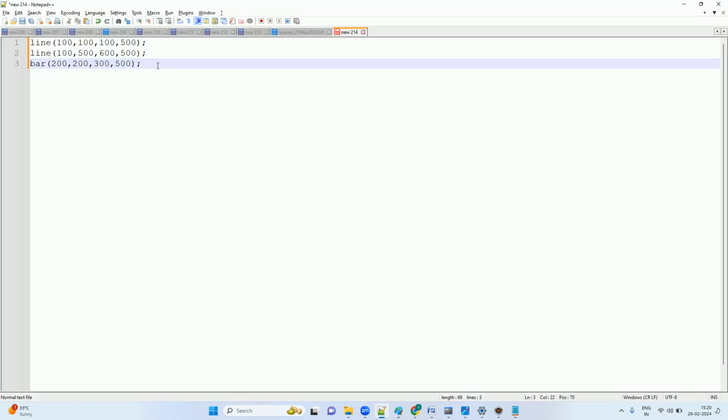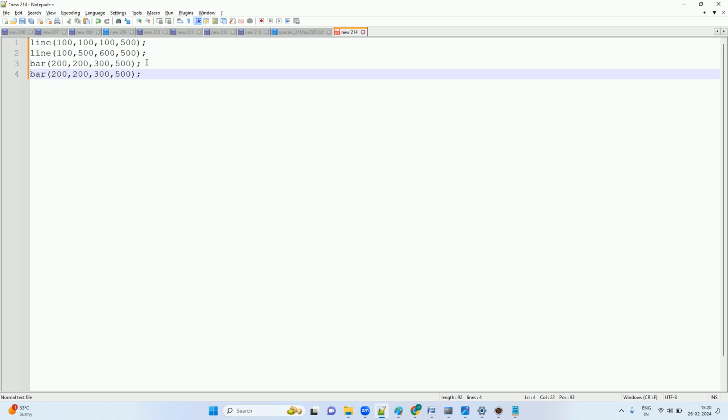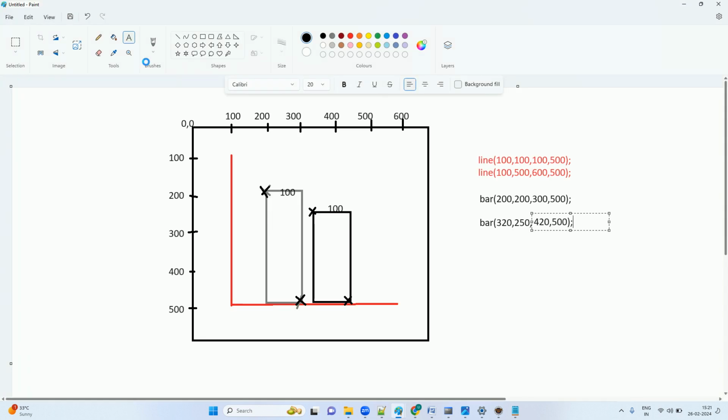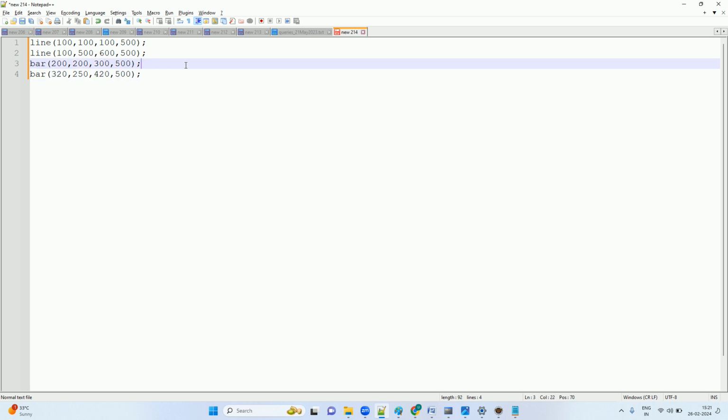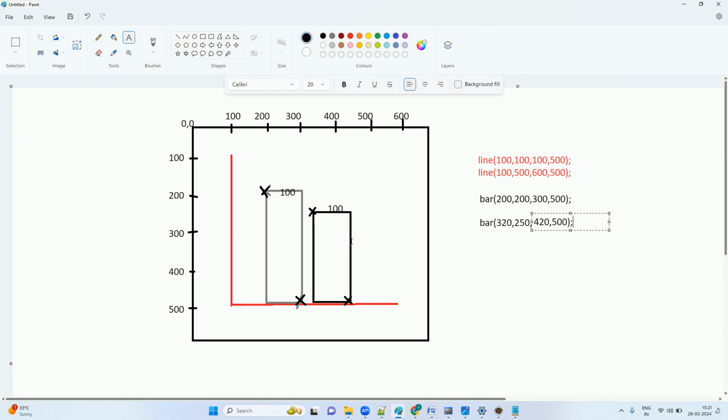So what are the coordinates? Tell me. For second line, what are the coordinates? 320, 250. 320, 250, and 420, 500. Okay, very good.